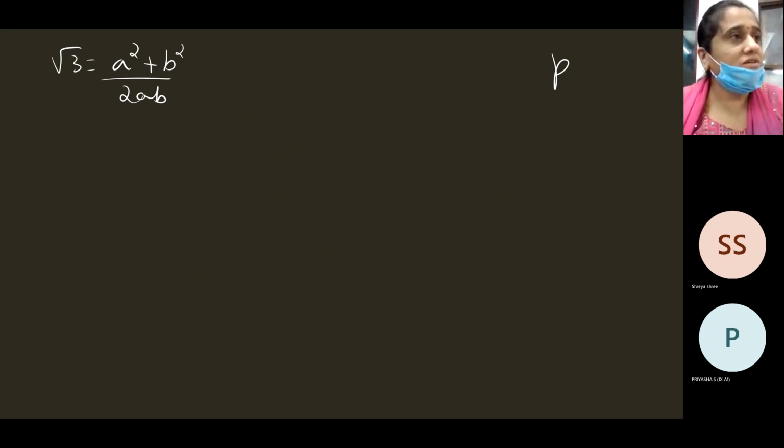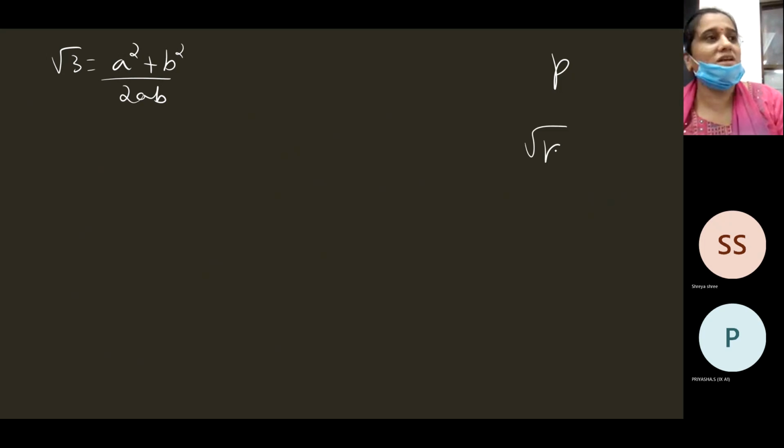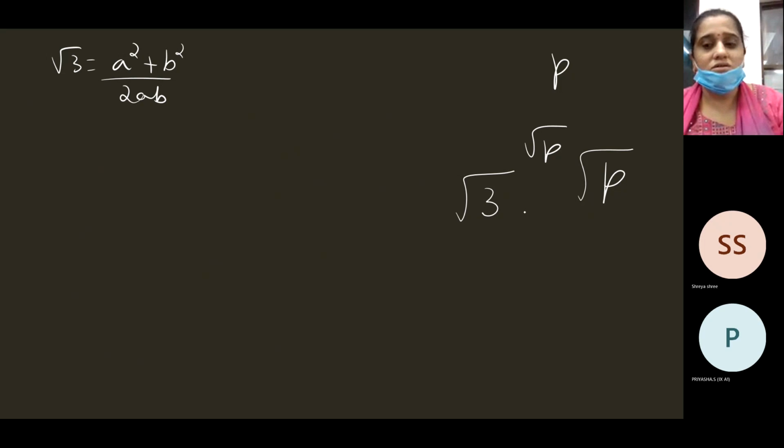Now root 3 is equal to (a square plus b square) by 2ab. You know that a, b, 2 are all integers. A is an integer, b is an integer, 2 is an integer. So integers can make only rational numbers. So (a square plus b square) by 2ab is rational. While you know that root 3 is irrational, for the fact that if p is a prime number, then root p is irrational. 3 is a prime number, and so root 3 is irrational.